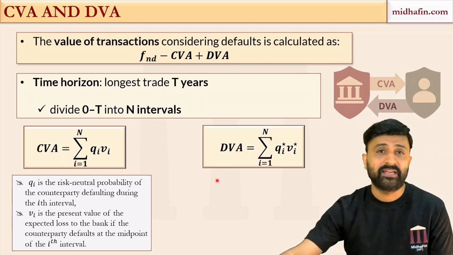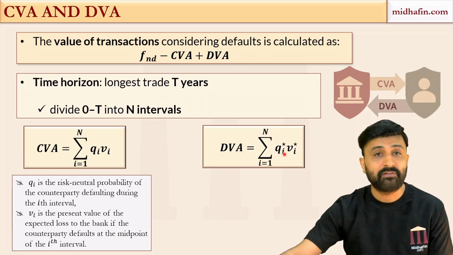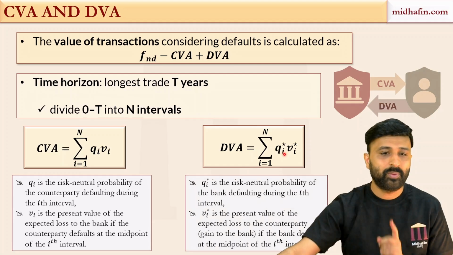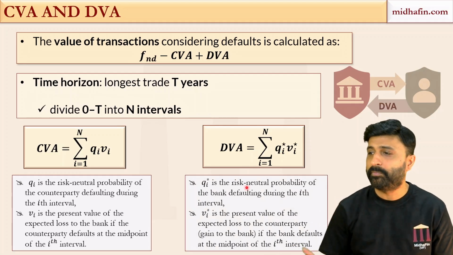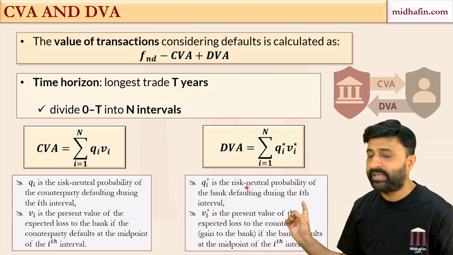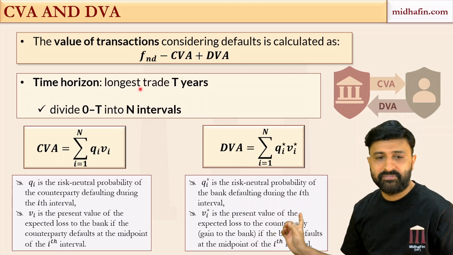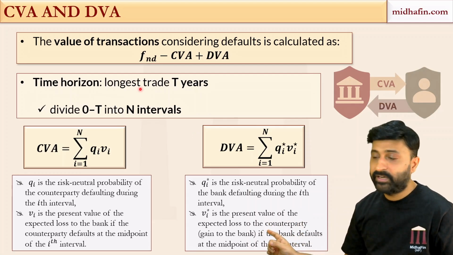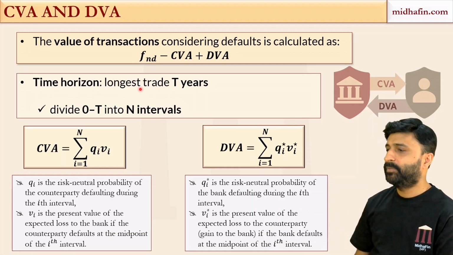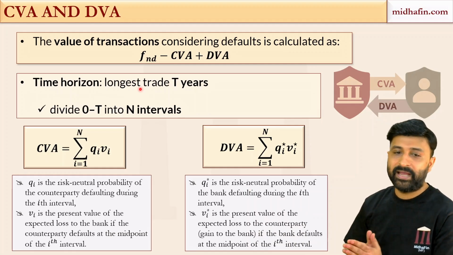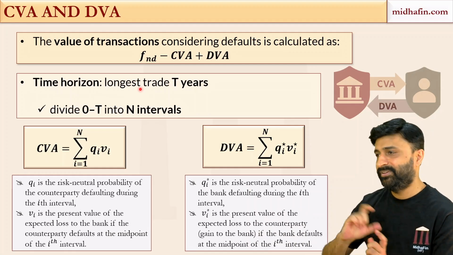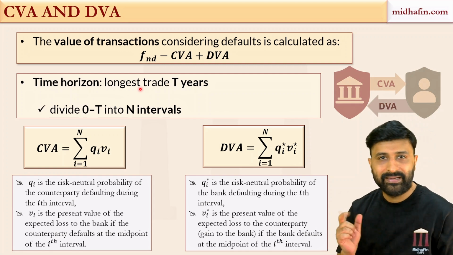Similarly, DVA is equal to the summation of q_i* v_i*, where q_i* is the risk neutral probability of the bank defaulting during the ith interval, and v_i* is the present value of the expected loss to the counterparty if the bank defaults at the midpoint of the ith interval. So basically, we have just changed the perspective for DVA.